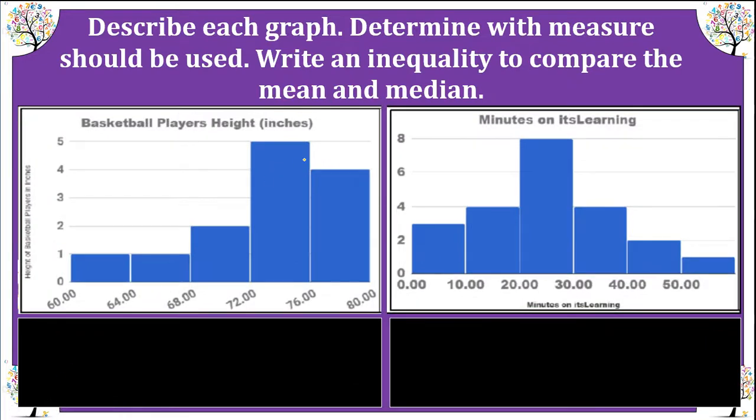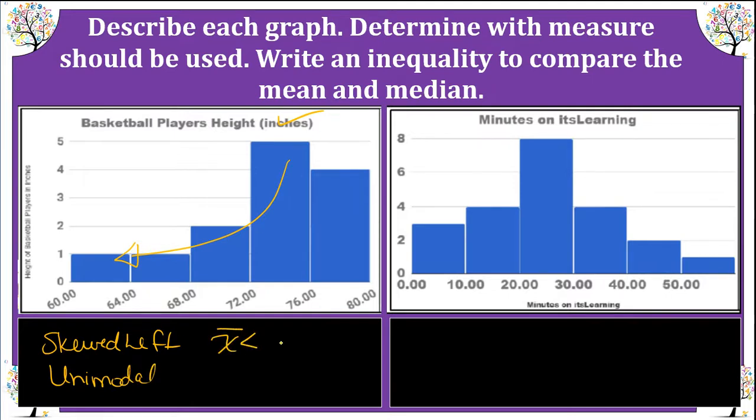In this example, again, most of the data is on the right, is being pulled to the left, so it is skewed left. And we have one clear peak, we'll call that unimodal. And because it's skewed left, the mean becomes less than the median.